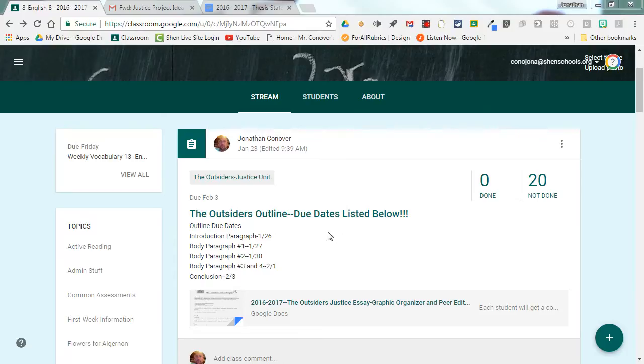So the big thing is that this outline is going to be worth 30 points, and you should be doing it for each day that we are working with it, because you don't want to lose 5 points per day. 5 times 6 is 30, so each one of these will be worth 5 points as a homework assignment. And body paragraphs 3 and 4 will be 10 points, because obviously it's 2 paragraphs, it's twice the work.